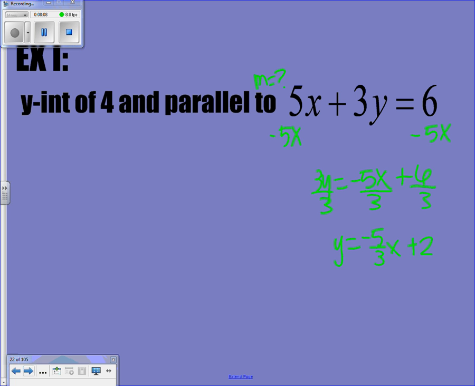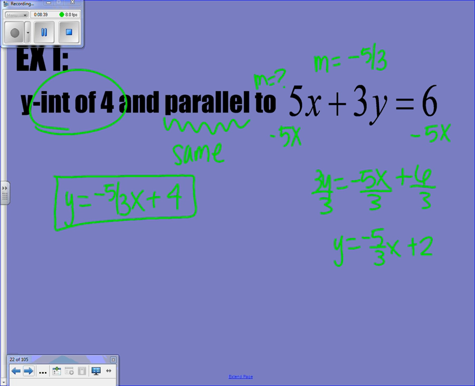Okay, so that's this line right here. So now I know the m of this one is -5/3. I'm writing a different line that is parallel. Parallel means the same. So I know my slope is also -5/3. And it told me right here that I have a y-intercept of 4, so then I'll add 4. So a parallel line to that is -5/3 x plus 4, because it told me it's going to have a y-intercept of 4.